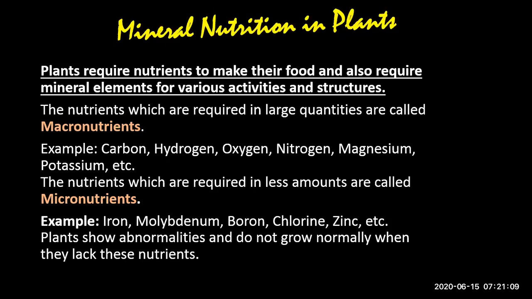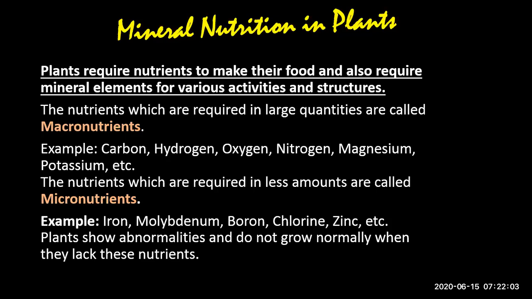So the nutrients are required by plants in large amounts and in less amounts. It depends. There are different types of nutrients. The nutrients which are required in large amounts are called macronutrients, and then there are nutrients which are required in less amounts. As the name shows, they are called micronutrients. Macronutrients, micronutrients. Examples of macronutrients are carbon, hydrogen, oxygen, nitrogen, magnesium, potassium, etc. These are required in more amounts in plants.